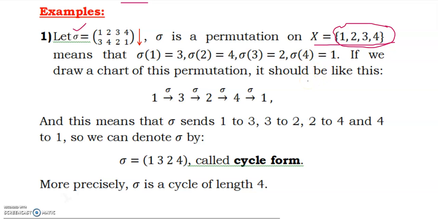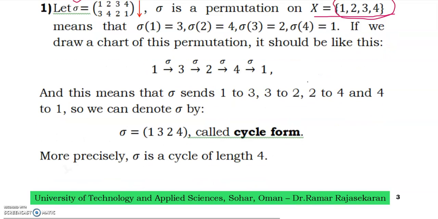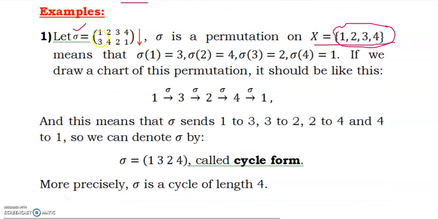Now here we are going to calculate the cycle length and how to write the cycle form. In the given permutation, 1 goes to 3, then 3 goes to 2, then 2 goes to 4, then 4 goes to 1, again 1 goes to 3. So you start from 1 and continue until you return to 1, then the cycle starts at 1 and ends in 1.